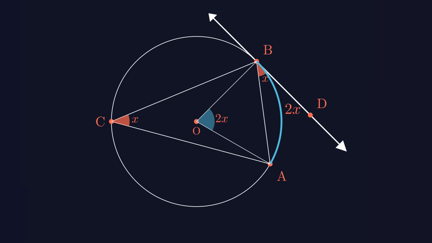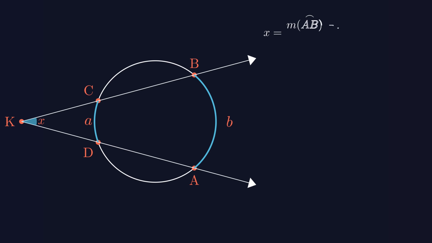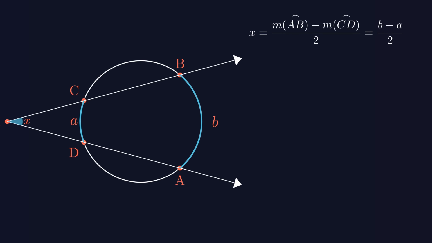Make sense? Let's now take a look at an external angle formed by 2 secants. Two lines passing through point K intersect the circle at 4 different points. If we call the angle at point K as x, and the arcs intercepted as A and B, then angle x is equal to half the difference between the two arc measures.